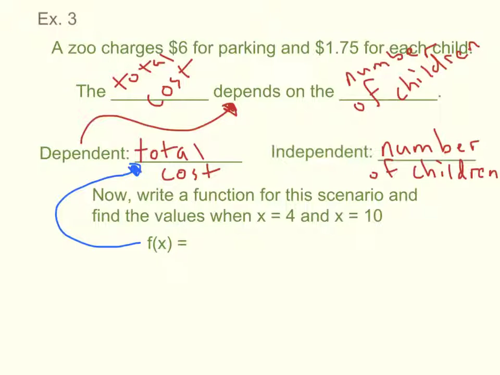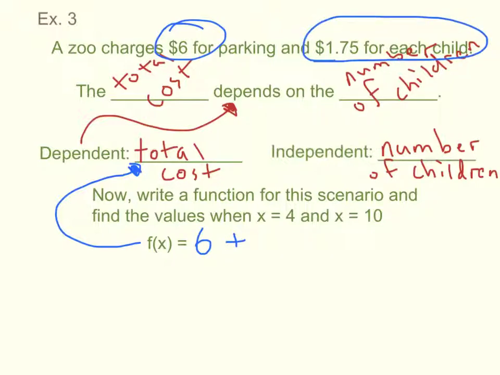So let's start by figuring out how much our total cost is going to be in this scenario. We know that our total cost is going to be made up of a couple things. First thing we have to include is our parking. So we're going to have $6 to park. But then we're going to have to add $1.75 for each child. So I'm going to say plus 1.75 for each child. And that's going to be x. And x, just like we learned, is another name for independent. So we have our number of children.